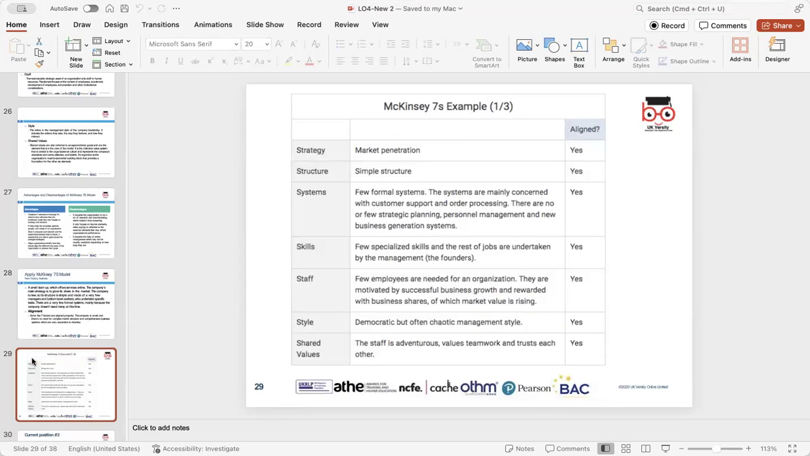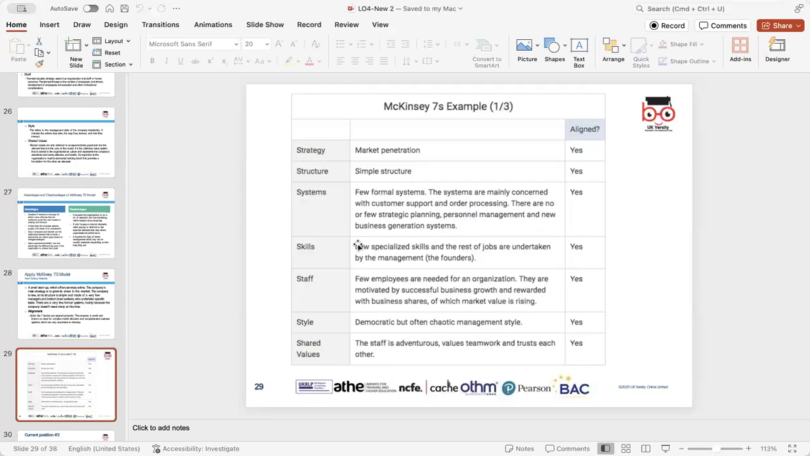Okay, so again, example of McKinsey's 7S model. You can see strategy, structure, system, skills, staff, style, and shared values. Strategy: the focus on market penetration aligns with the startup's current goals. Structure: a simple structure supports the organization's small size and operational needs. The few formal systems in place are primarily concerned with customer support and order processing, which are adequate for the startup's needs.